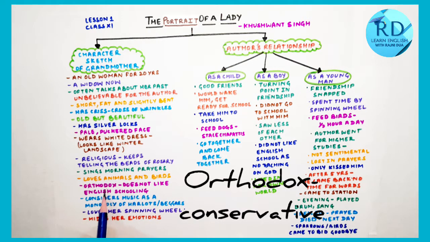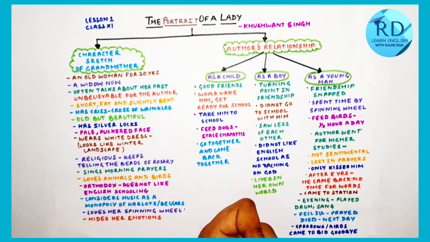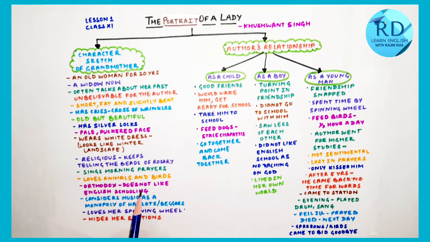She is very orthodox. She doesn't like the author going to English schools because it doesn't teach them about God or about scripture. She considers music as a monopoly of harlots and beggars. She doesn't find it fit for children from good homes. She loves her spinning wheel, and during the last years of her life, she spends quite a lot of time on her spinning wheel. She hides her emotion. She doesn't show her emotions when she doesn't like the school of the author, or when the author goes for higher studies for 5 years. She is not sentimental. She goes into her own world of silence whenever she doesn't agree with what is happening.